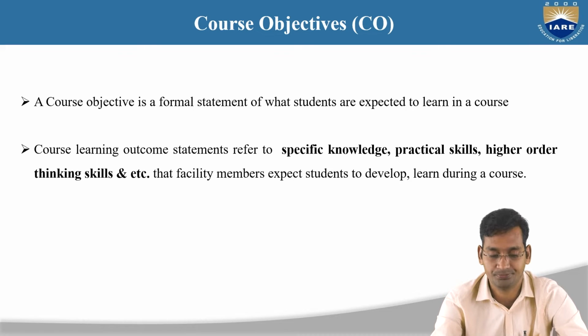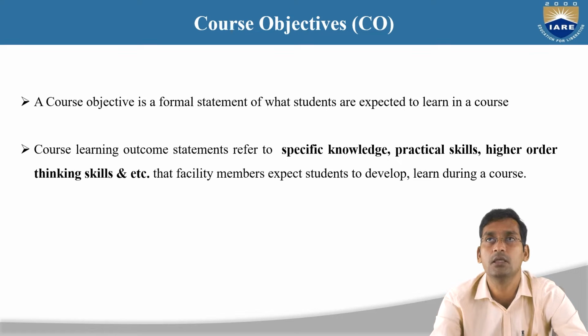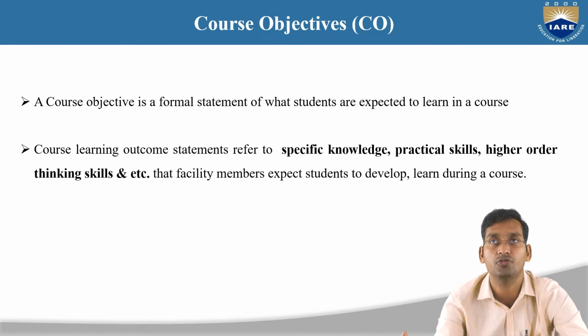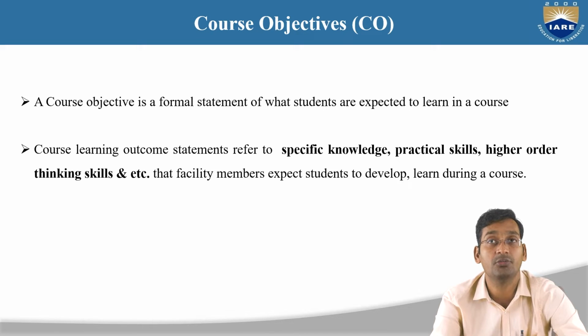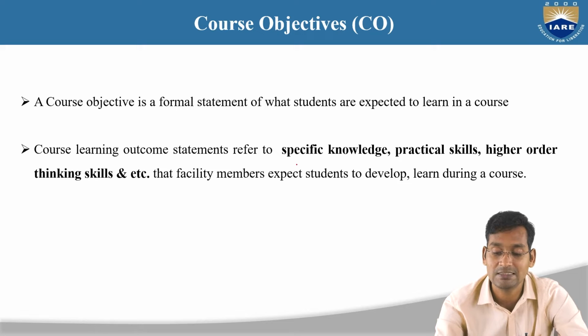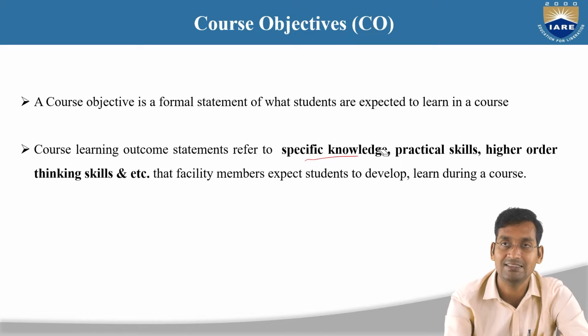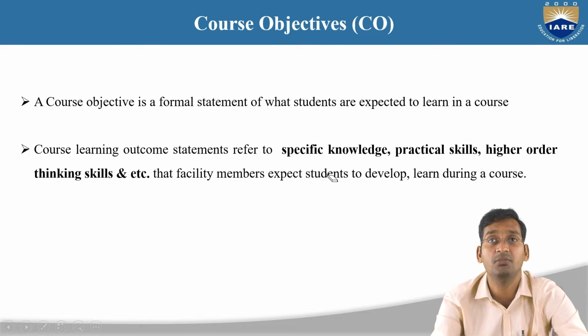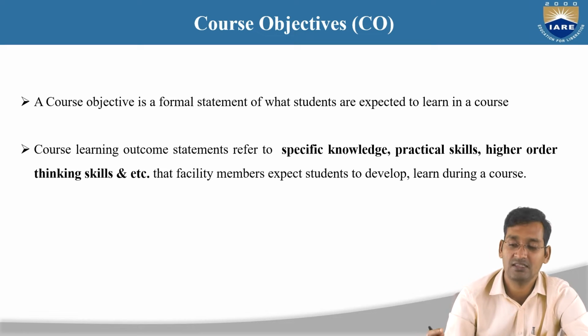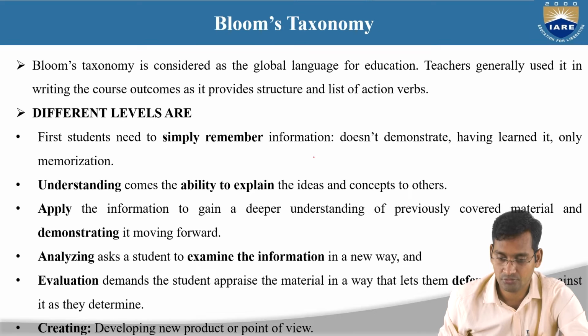Now, course objective. A course objective is a formal statement of what students are expected to learn in a course. In this, every module has course outcomes. According to that, in that module, what a student will learn. Which means in that CO, what a student should know or learn. Course learning outcome statements refer to a specific knowledge, practical skill, higher order thinking skill, etc. So once course outcomes are there, a student will learn these things, which the faculty member expects a student to develop or learn during a course. Right? So this is the specific course objective.